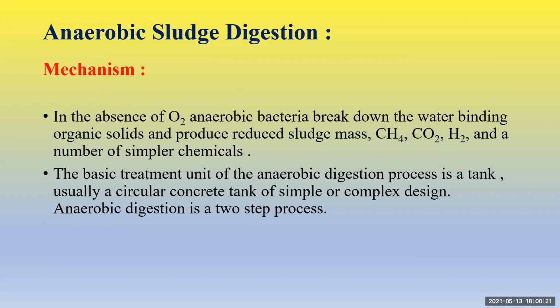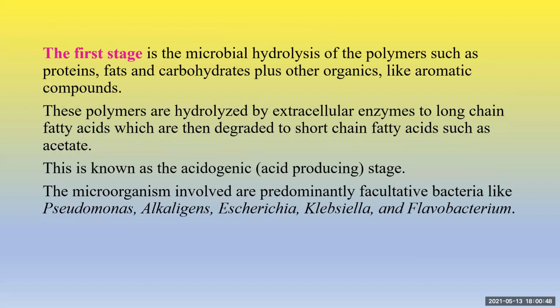The basic treatment unit of the anaerobic sludge digestion process consists of a tank, usually a circular concrete tank of simple or complex design. Okay, so basically the anaerobic sludge digestion process is done in a tank which is circular, mostly made of concrete, most of the time simple in design. Now, the anaerobic sludge digestion process is divided into two steps.